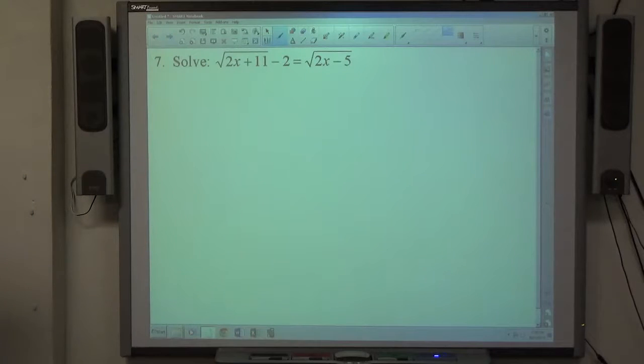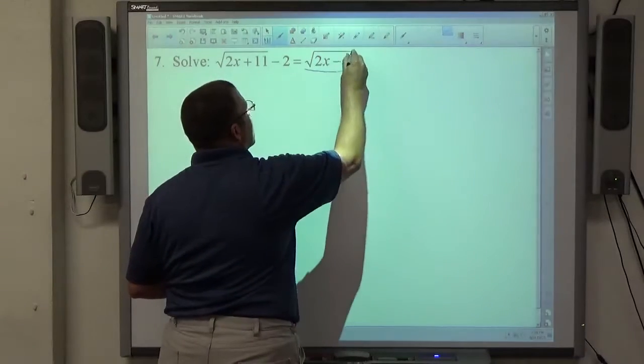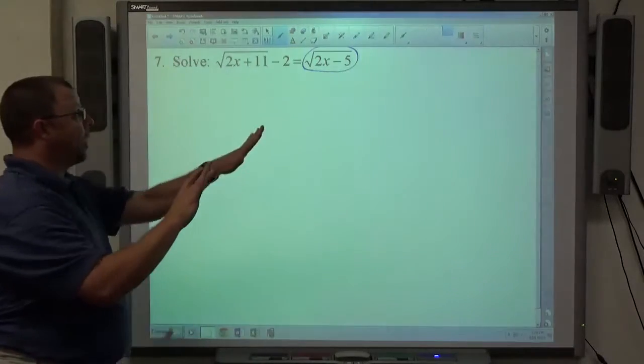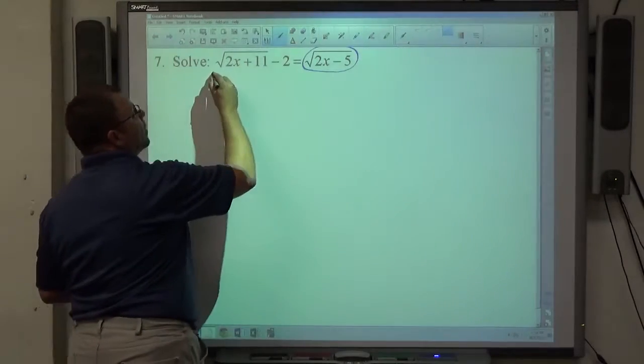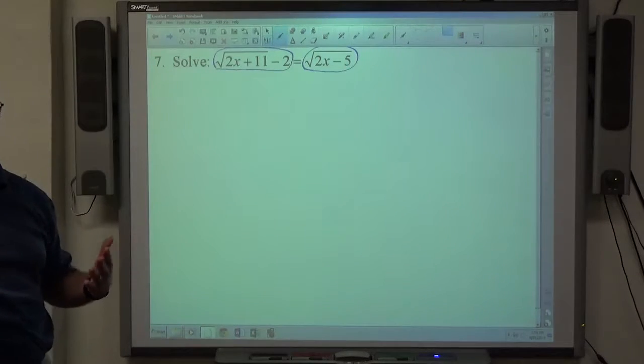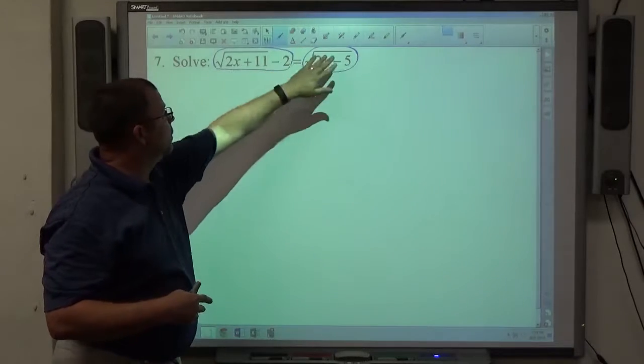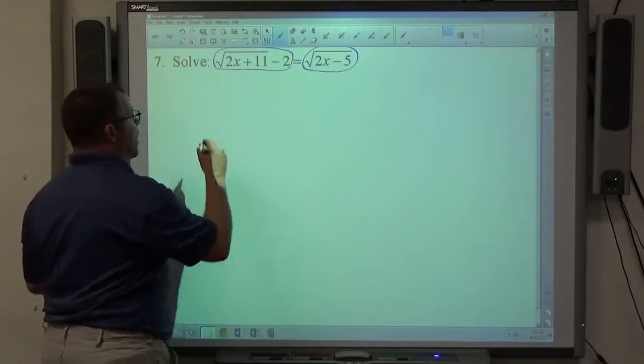Number 7, we have a radical equation. Both radicals look equally ugly, so I would probably keep it the way it is. Currently, the way it's written, the square root of 2x minus 5 is isolated on the right-hand side, where the square root of 2x plus 11 minus 2 is on the left-hand side as a binomial. So in order to get rid of a radical, we're going to square both sides to get rid of the radical on this side, the one that's isolated.